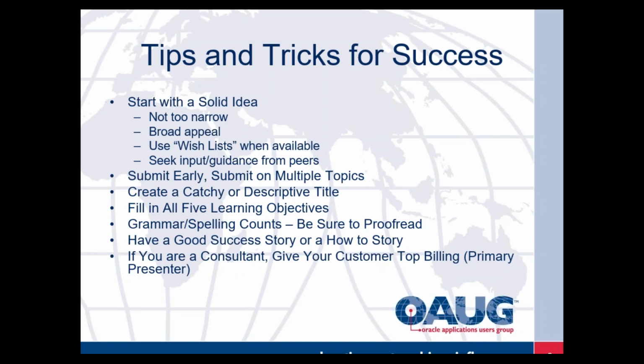As you do your abstract, as you do your title, run it through spell checker. Make sure you proofread it. Make sure you've got the grammar correct. If in a small abstract there are sufficient spelling mistakes and the grammar is bad, it will also decrease your ability to get selected. If you have a good success story or a how-to story, those are the topics we're looking at.